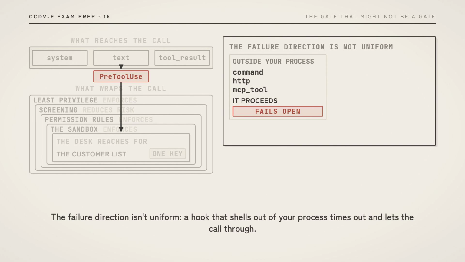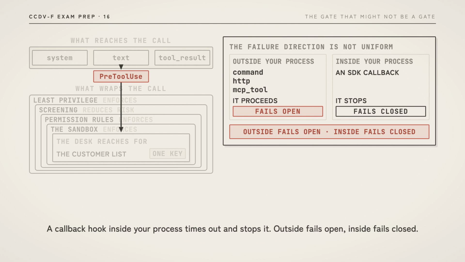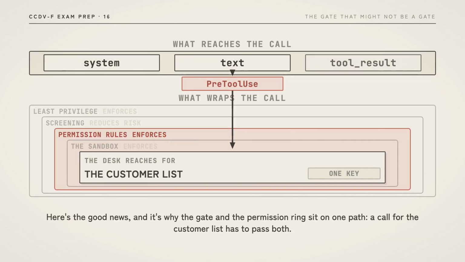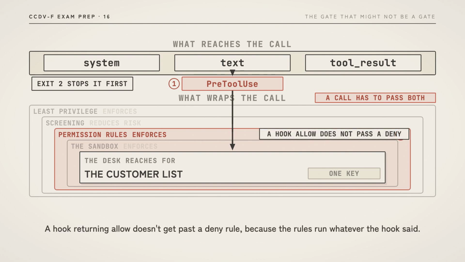A hook that shells out of your process times out and lets the call through. A callback hook inside your process times out and stops it. Outside fails open, inside fails closed. Here's the good news, and it's why the gate and the permission ring sit on one path. A call for the customer list has to pass both. The gate runs first, and exit 2 stops the call before the rules are read. A hook returning allow doesn't get past a deny rule, because the rules run whatever the hook said.